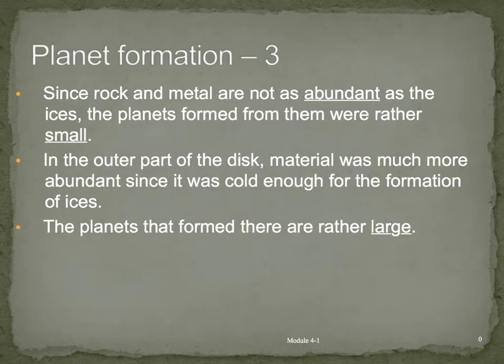Since rock and metal are not as abundant as the ices, the planets that form from them are rather small, so the 4 inner planets are pretty small. In the outer part of the disk, the material was much more abundant since it was cold enough for the formation of ices. This caused the planets to be much larger.